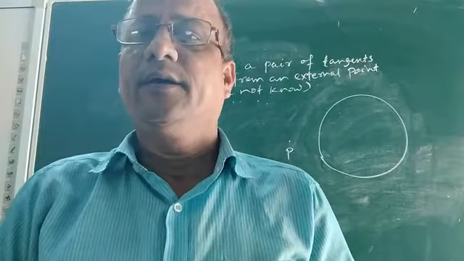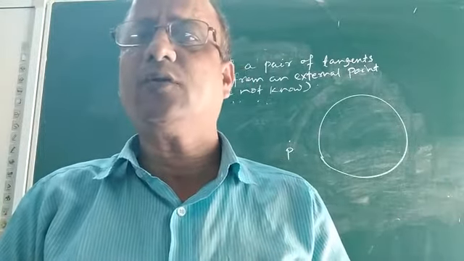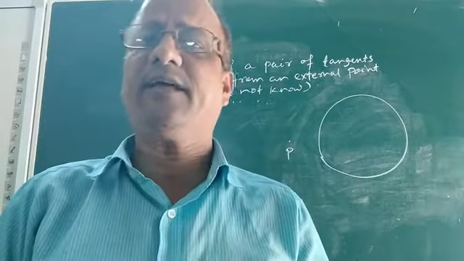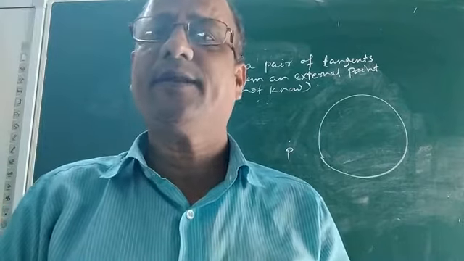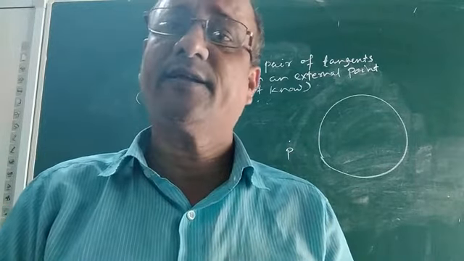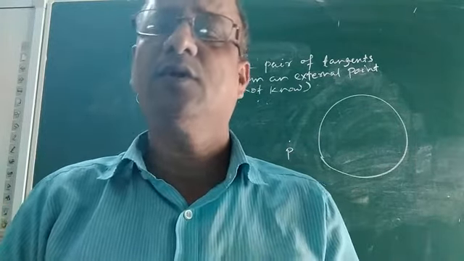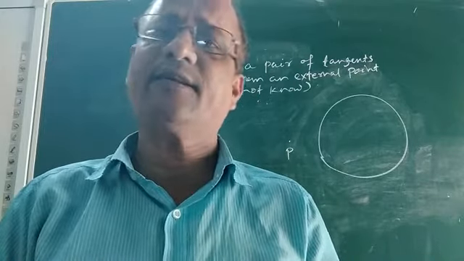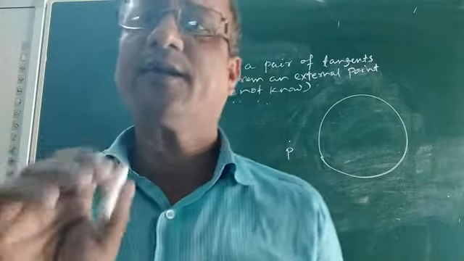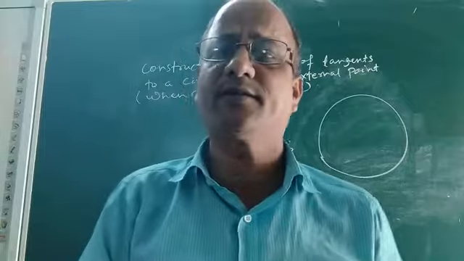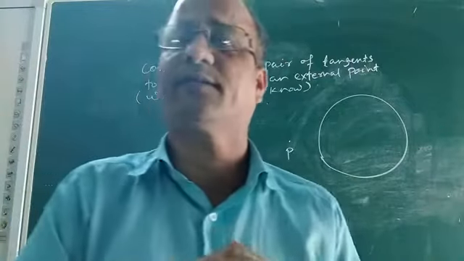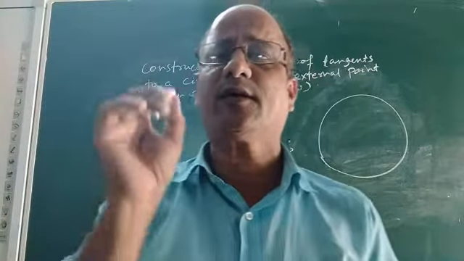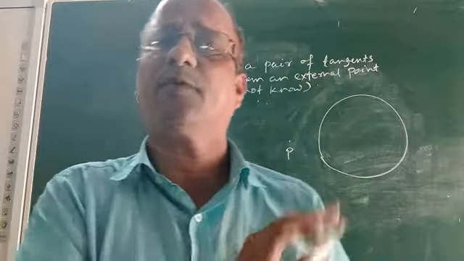Children, in the last class we discussed how to construct a pair of tangents to a circle from an external point when the center of the circle was known. Suppose you do not know where the center of the circle is. A circle is only given and an external point is given, but you do not know where the center of the circle is. Then how to construct a pair of tangents from the external point to the circle?